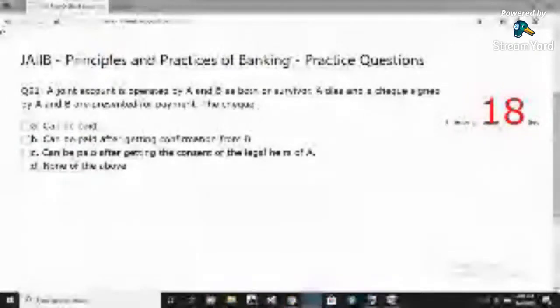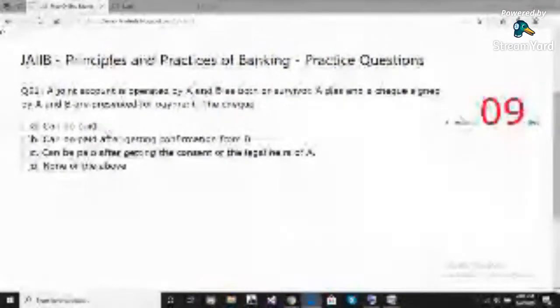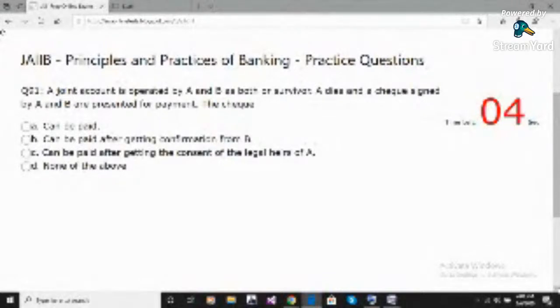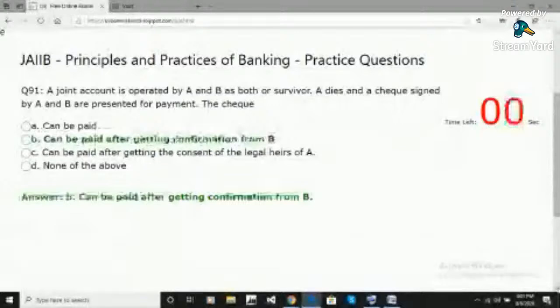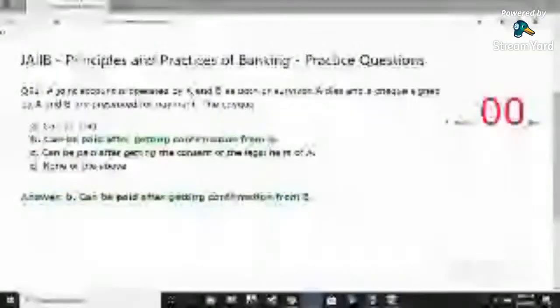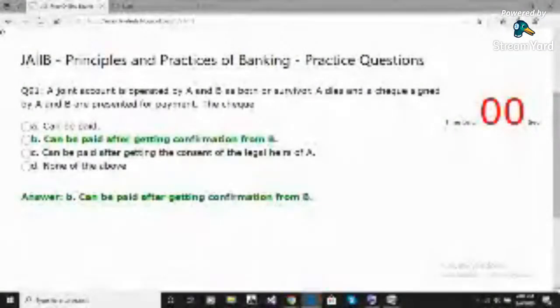A joint account is operated by A and B as both or survivor. A dies and a check signed by A and B are presented for payment. The check: Option A can be paid. Option B can be paid after getting confirmation from B. Option C can be paid after getting the consent of the legal heirs of A. Option D. None of the above. Answer B can be paid after getting confirmation from B.